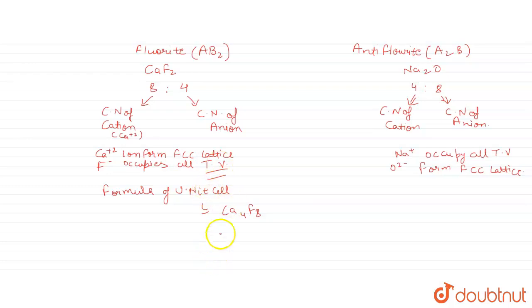So the effective number of fluoride ions is 8 and the effective number of Ca+2 ions is 4. So the formula of this unit cell will be Ca4F8 type, and the formula of this ionic compound will be CaF2. So there are 4 effective formula units in the unit cell.